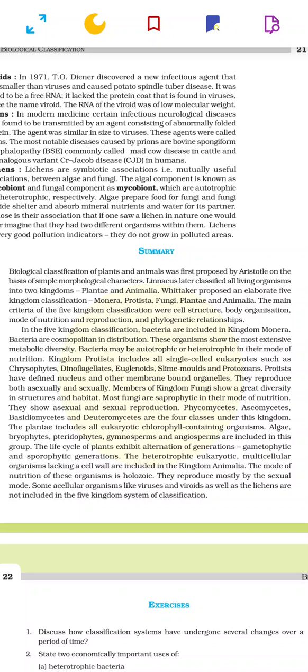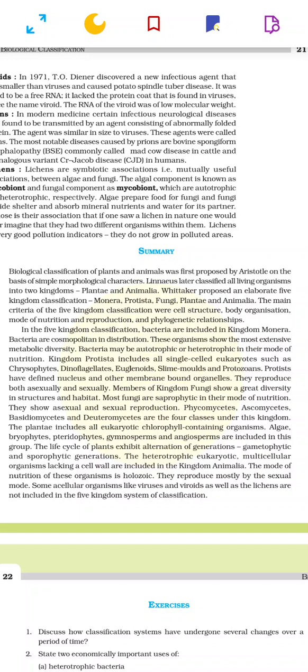The Plantae include all eukaryotic chlorophyll-containing organisms. Algae, bryophytes, pteridophytes, gymnosperms and angiosperms are included in this group. The life cycle of plants exhibits alternation of generations, gametophytic and sporophytic generations. The heterotrophic eukaryotic multicellular organisms lacking a cell wall are included in the kingdom Animalia. The mode of nutrition of these organisms is holozoic. They reproduce mostly by sexual mode.